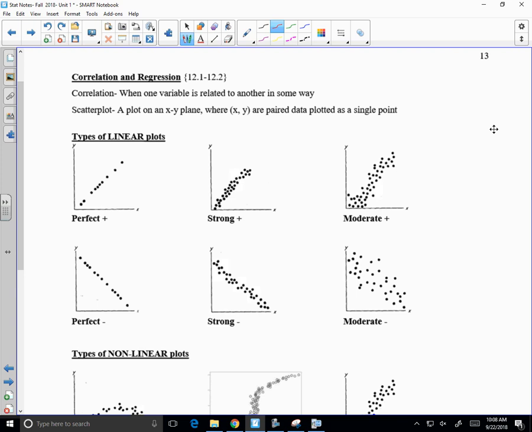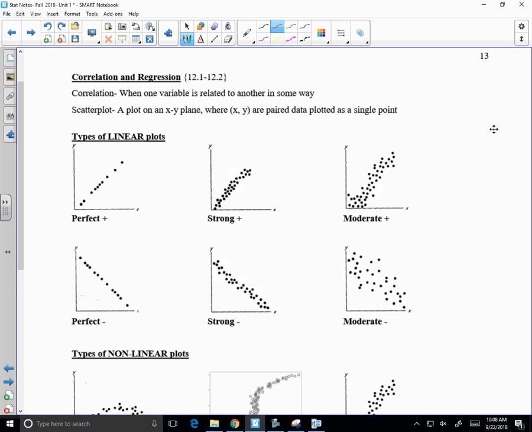All right, so correlation: when one variable is related to another variable in some way. Now, just because variables are related doesn't mean they're strongly related. They could be loosely related. And you might have heard the phrase correlation does not imply causation. That's basically saying that just because two variables are related doesn't mean one thing caused the other to happen.